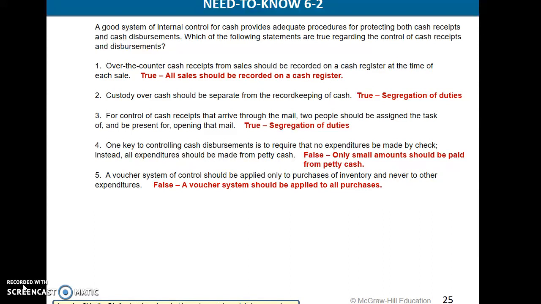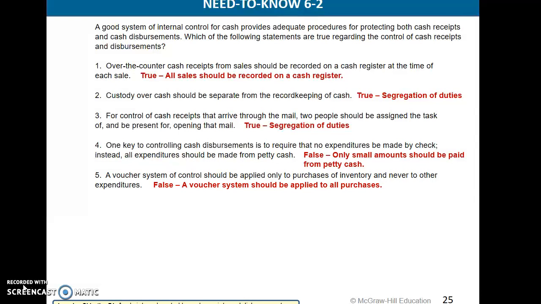They could be lying. They could say it's $50 and it's really $100. They just pocket the rest. So we definitely don't want the same person recording and having custody of the cash. For control of cash receipts that arrive through the mail, we talked about that before, having two people verify what's in the mail.